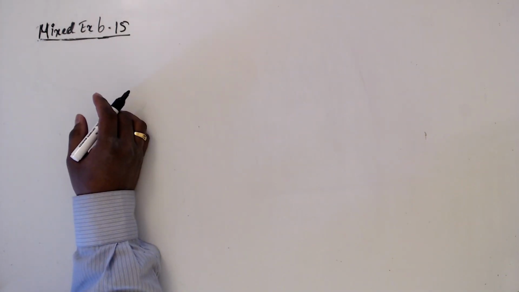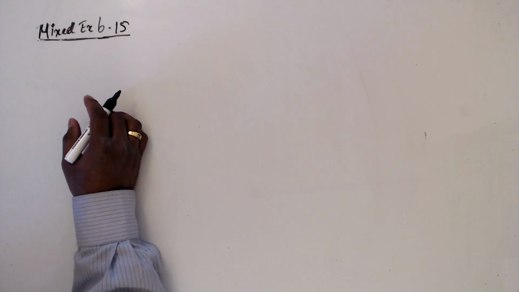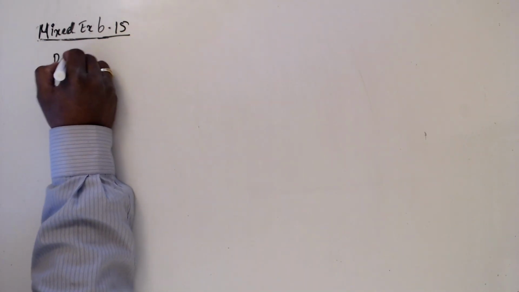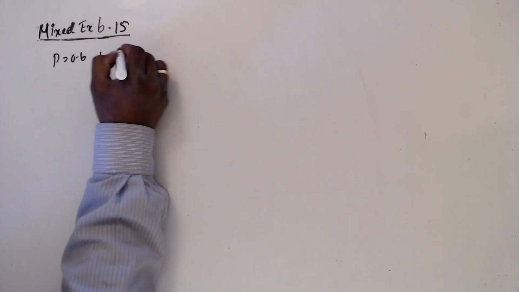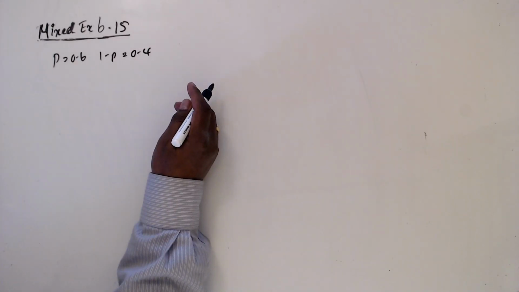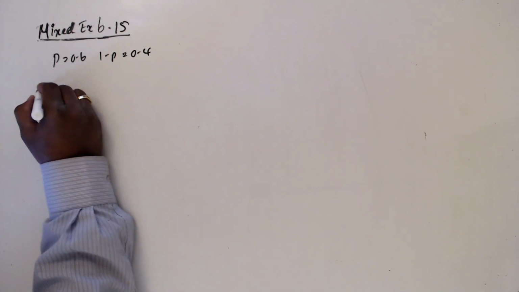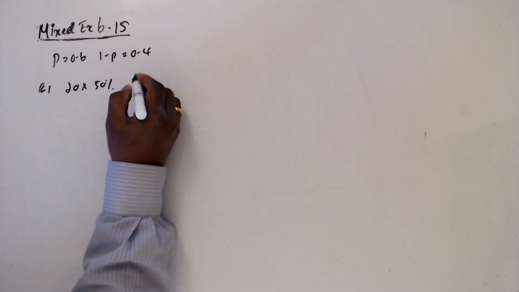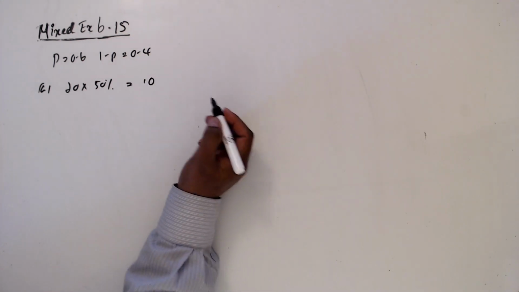Question number 15. The archer hits the bull's eye with probability p equals 0.6. 1 minus p is 0.4. 20 arrows at a time. Find the probability that she hits with at least 50% of the arrows. It means 20 arrows, 50% means it is 10 arrows.